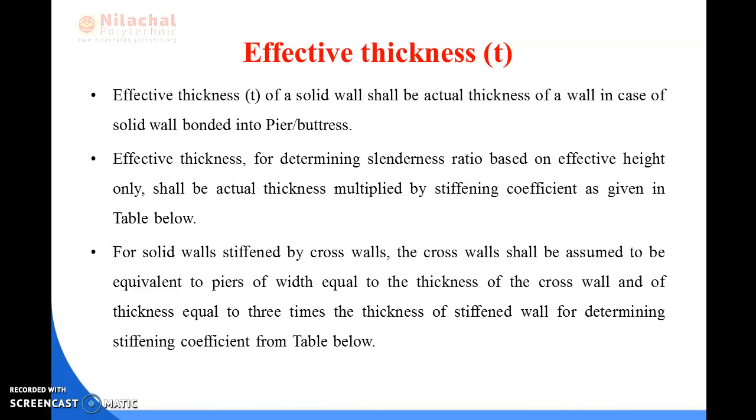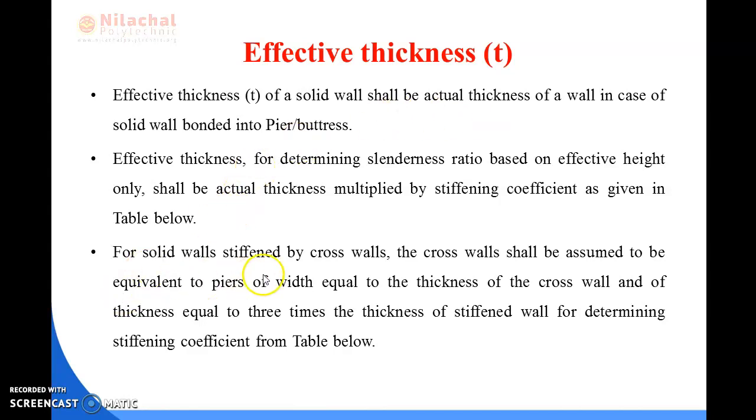Now comes the next part, that is effective thickness. Effective thickness is denoted as small t, and the effective thickness of a solid wall shall be the actual thickness of the wall in case of a solid wall bounded into piers or buttress. Effective thickness for determining slenderness ratio based on effective height only shall be actual thickness multiplied by the stiffening coefficient as shown in the table below.